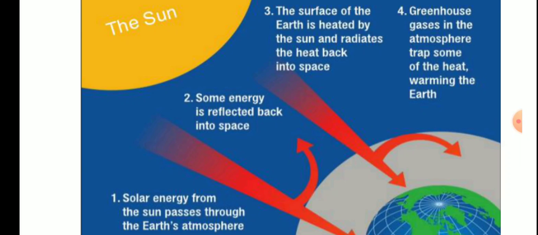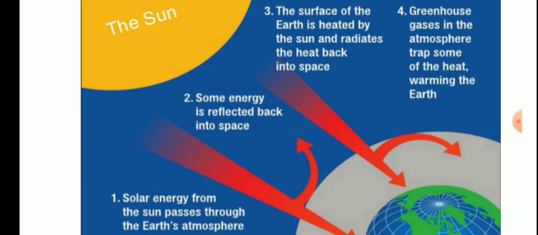Third, the surface of the Earth is heated by the sun and radiates the heat back into the space. The surface of the Earth reflects back the heat, meaning it does not absorb the complete amount of heat. Some amount of heat is absorbed and the maximum amount of heat is radiated back into the space. But there are certain gases known as greenhouse gases in the atmosphere that trap some of the heat, which eventually results in the warming of the Earth.